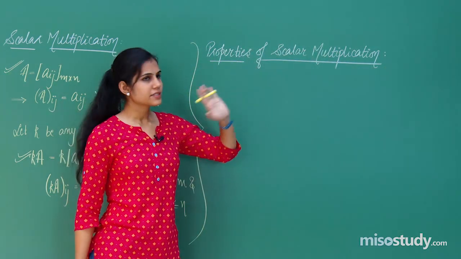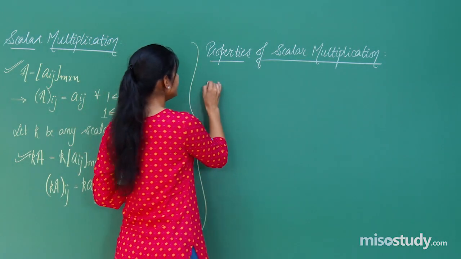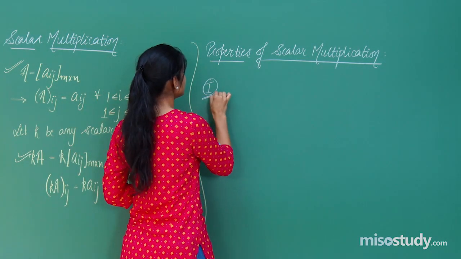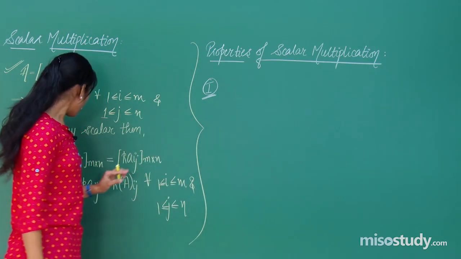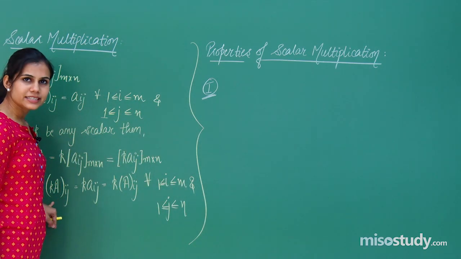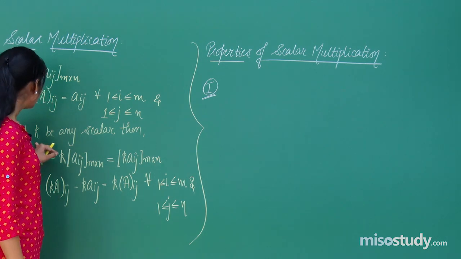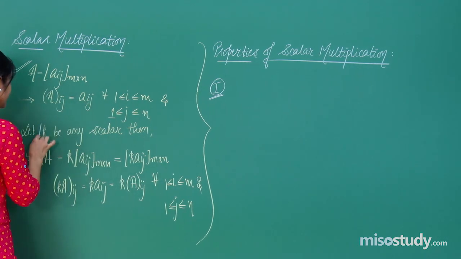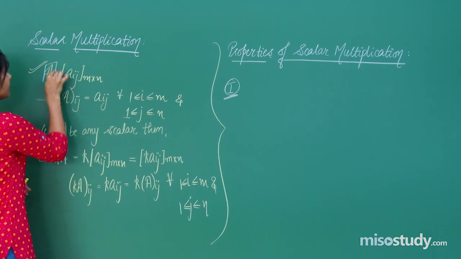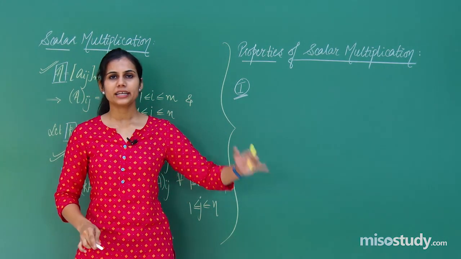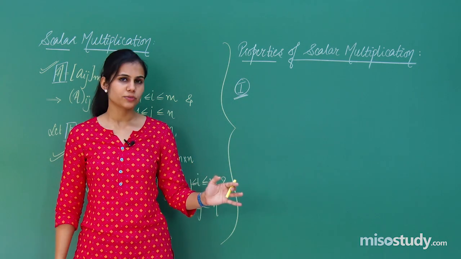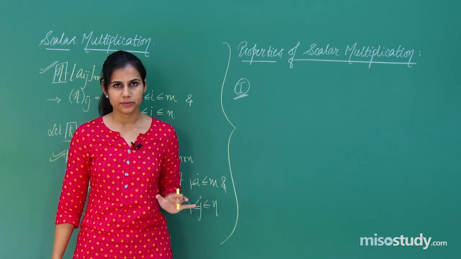What are the properties of scalar multiplication? We had already revealed ourselves towards the first property, wherein I told you that in order to create the matrix kA, you need a scalar k and you need a matrix A. One matrix and one scalar are going to help you create a new matrix, which is created by multiplying that scalar with the given matrix.